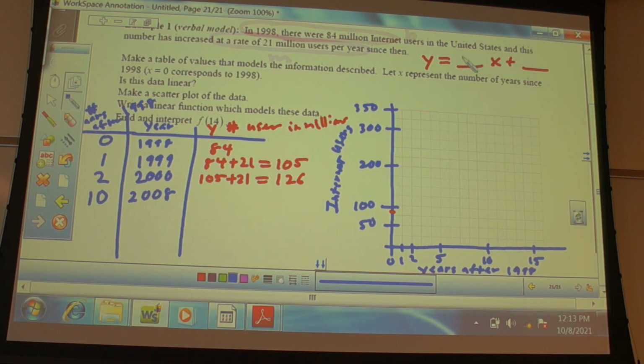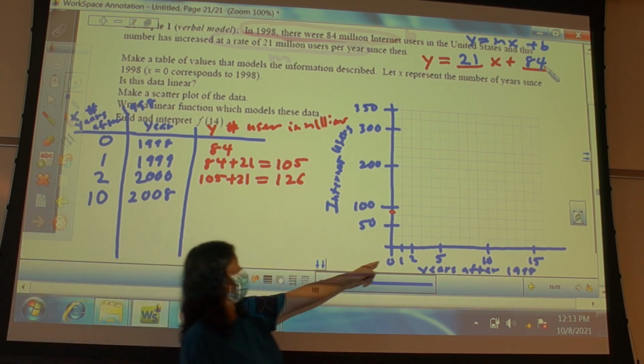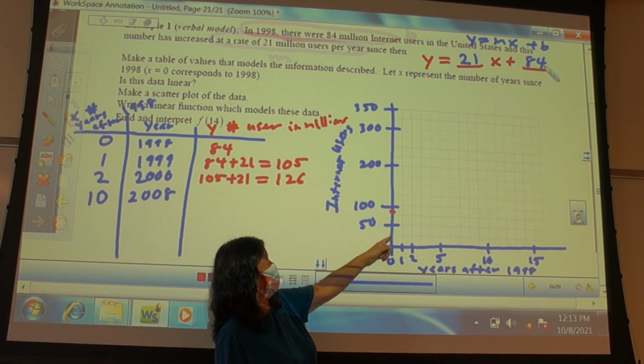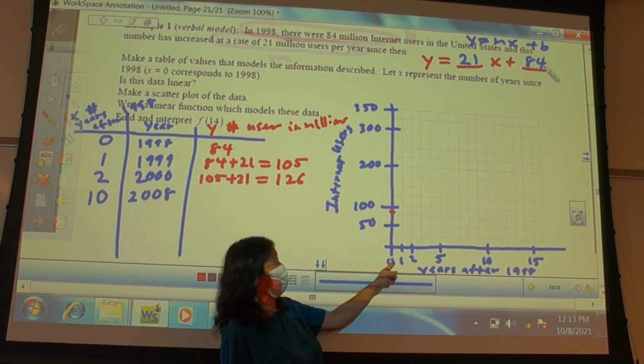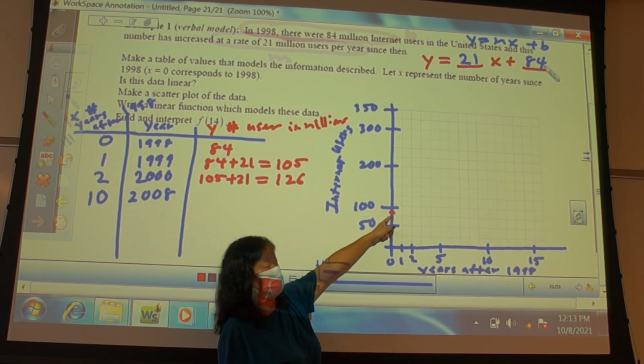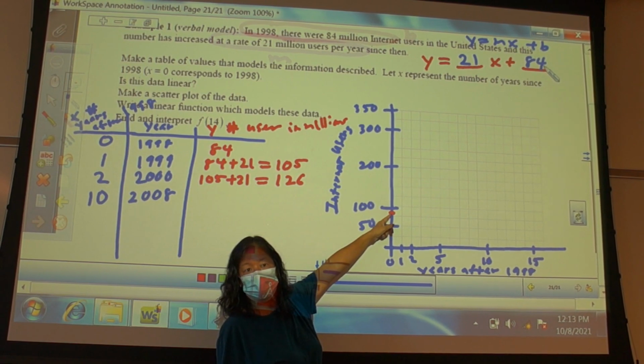So 21 goes here, 84 goes there. y equals mx plus b. Because when x is 0, I start with my initial amount, 84. That's my b.